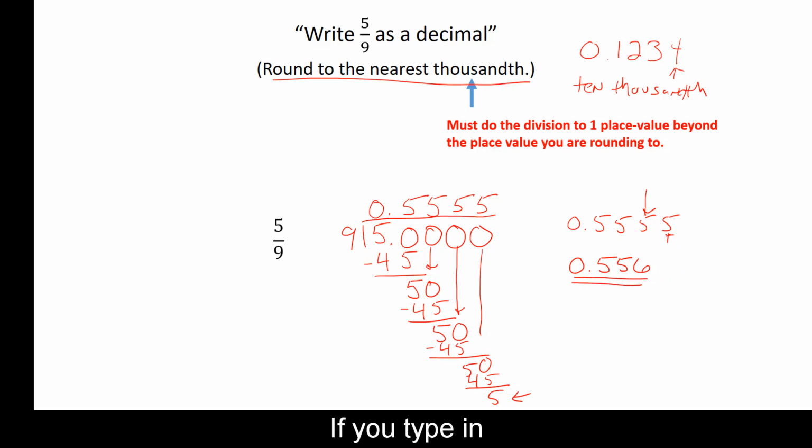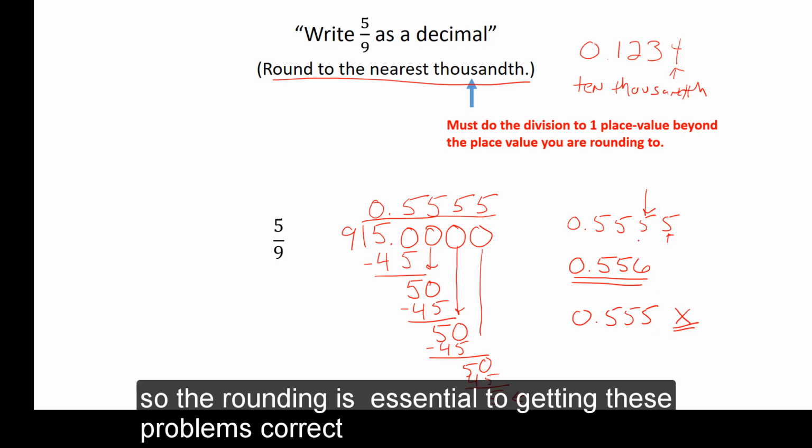Okay? If you type in 0.555, it will be marked incorrect. So the rounding is essential to getting these problems correct.